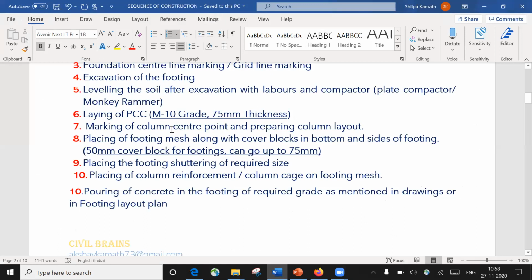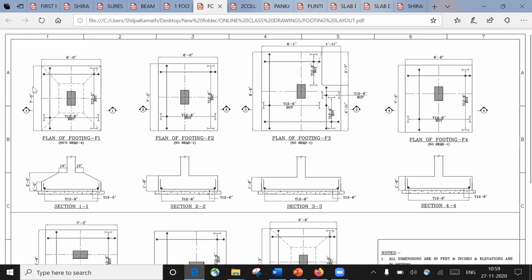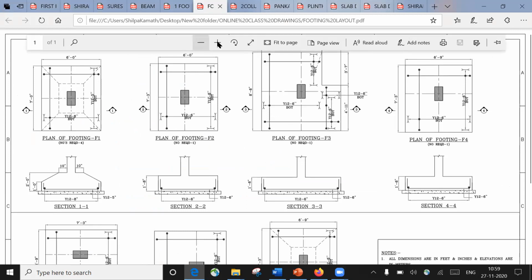So once that is done, next is placing of footing mesh along with the cover block in bottom and sides of the footing. So once you've done the center point marking, you're going to place the footing mesh, right? Because for the footing mesh, you have to go to the footing layout again. This is a footing. Here, those cross sections will be given, like what diameter of bar you have to use. Let me go through this.